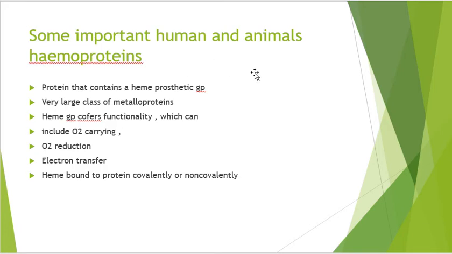Some important human and animal heme proteins. Actually, heme proteins contain a heme prosthetic group. They are a very large class of metabolic proteins. They contain the heme group as a cofactor, which confers functionality on these proteins. Functions include oxygen carrying, oxygen reduction, and electron transfer, with heme bound to the protein covalently or non-covalently.